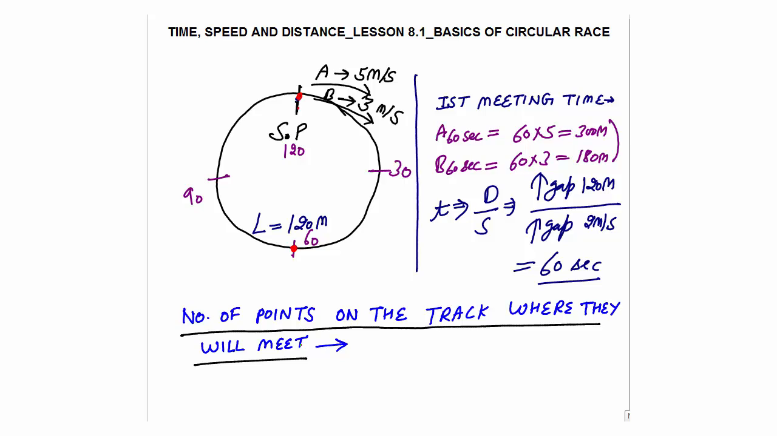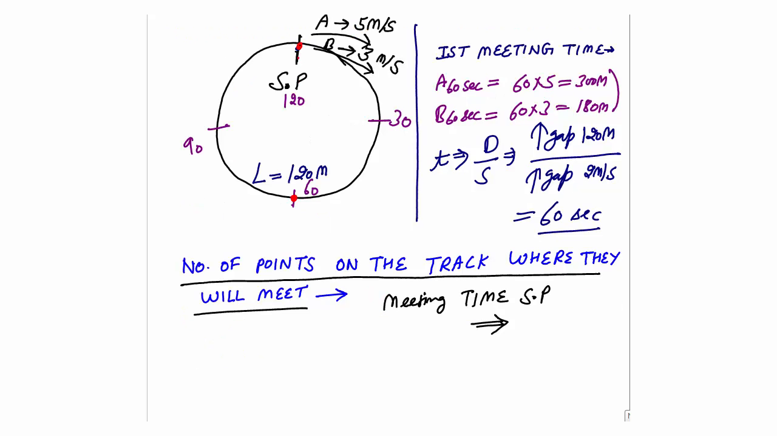Now this is very easy. First we have to calculate their meeting at the starting point. We calculated that this was 120 seconds, because A is reaching the starting point after every 24 seconds, B is reaching after every 40 seconds. So the time will be the LCM of 24 and 40, that is 120 seconds. It means that they are meeting at the starting point after every 120 seconds.